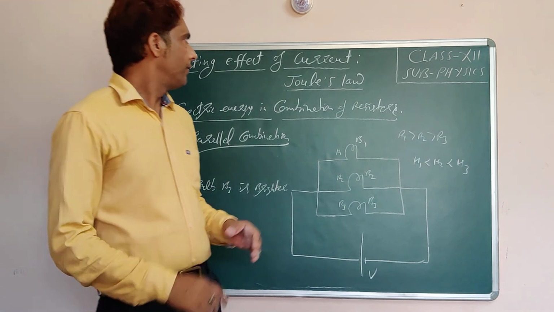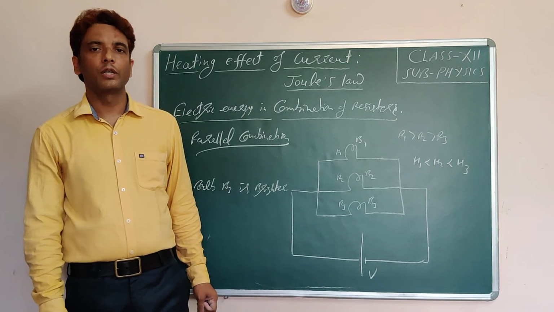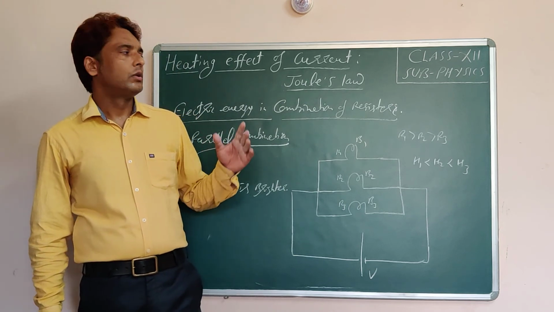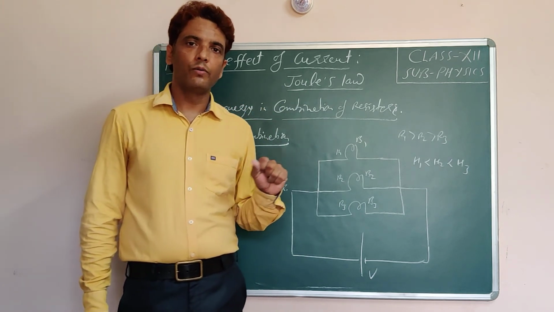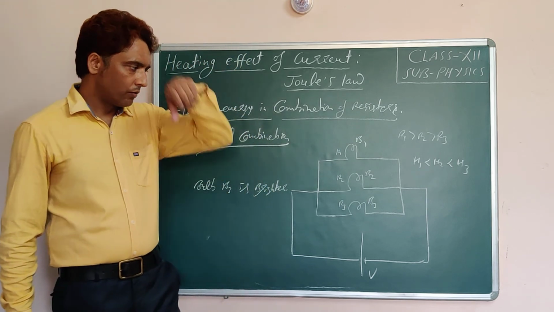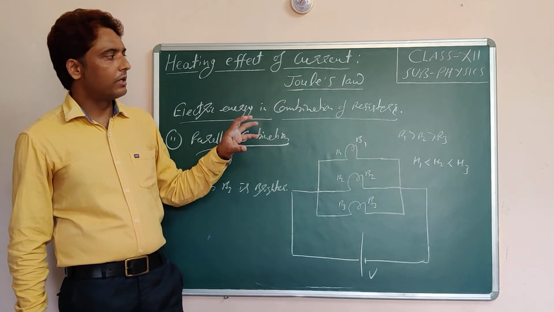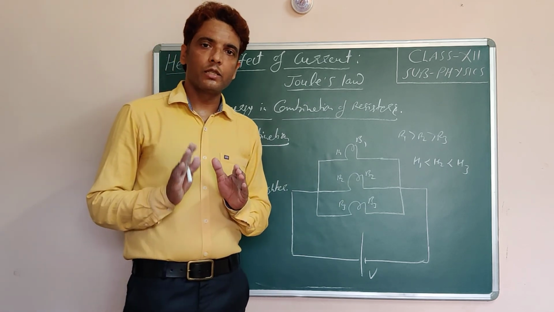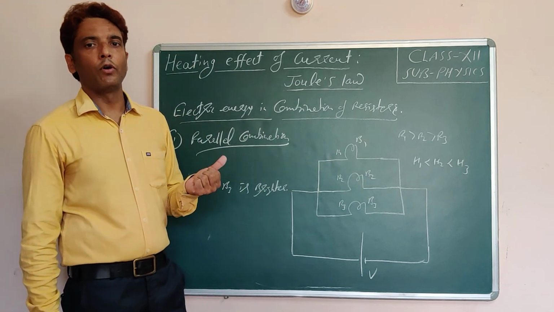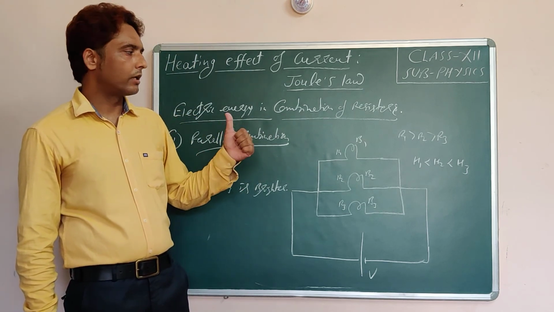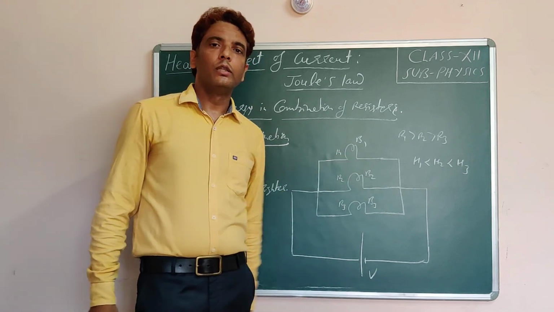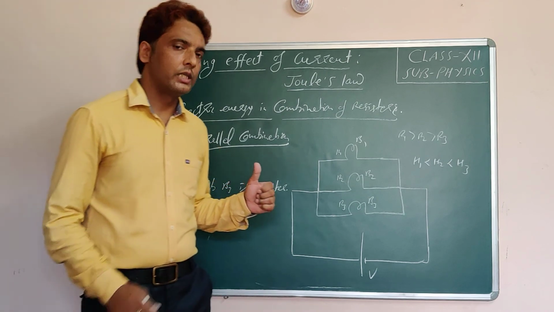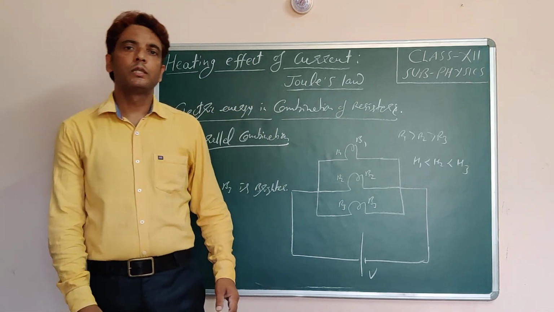So today we discussed the heating effect of current, and we saw that the amount of heat energy produced is equal to I square RT, VIT or V square by R into T. Also we saw that if the different resistors are connected in series, then in that resistor whose resistance is greater, the amount of heat energy produced is greater. But in case of parallel combination, the amount of heat energy produced is more in that resistor whose resistance is least. So with this I stop here.